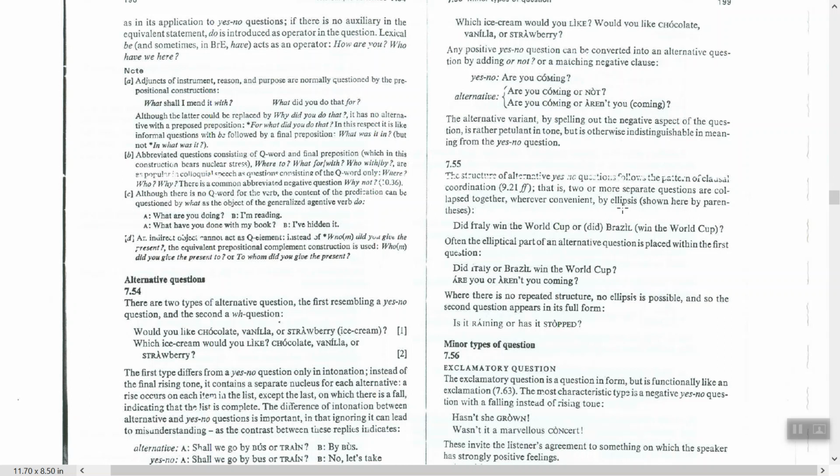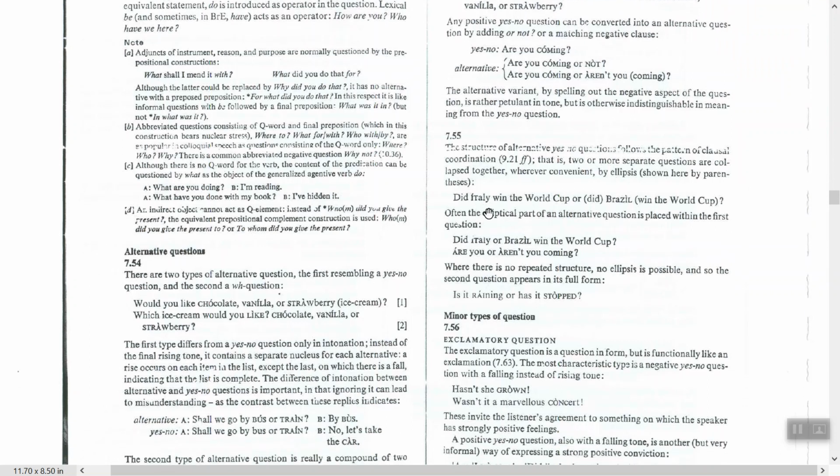Two or more separate questions are collapsed together, mixed together, wherever convenient, by ellipsis. This is a very important note. The structure of an alternative yes/no question follows the pattern of clausal coordination. How? Two or more separate questions are collapsed together by ellipsis. Note the words "wherever convenient": sometimes it is not convenient, and we will talk about it.